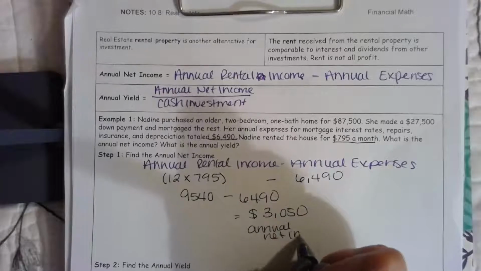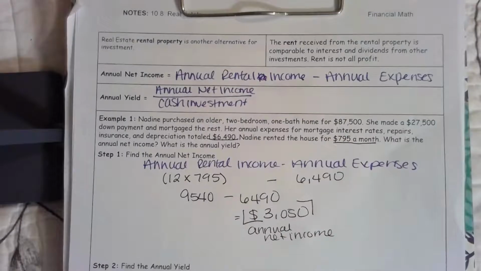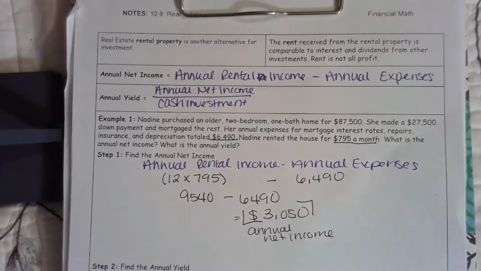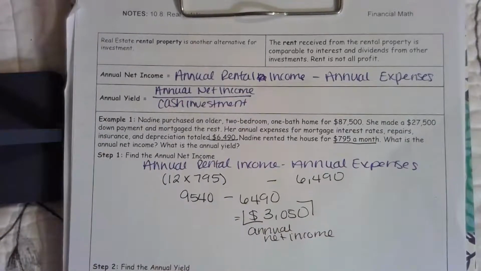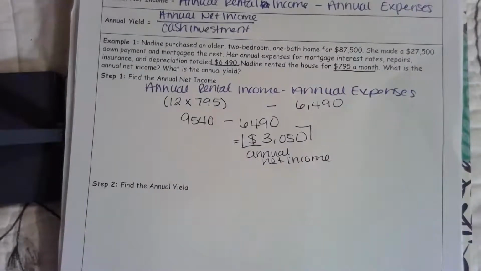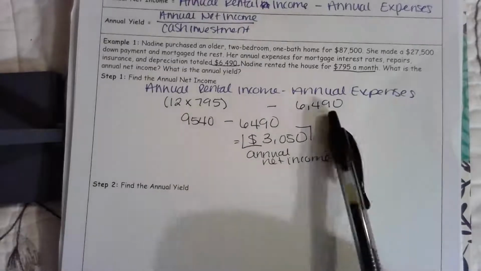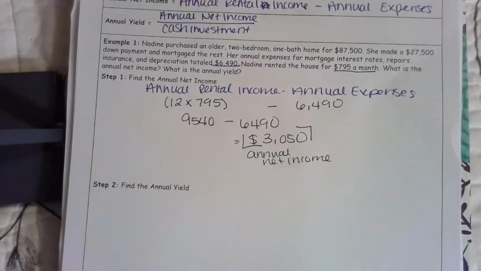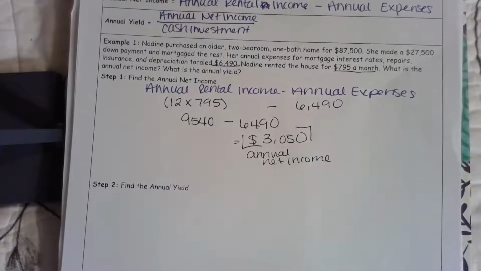And this is one of the things it told us to find. She's charging $795 a month, and her expenses are only about $6,000. All this is telling us is that she's making $3,050 extra. After paying all the bills the house costs her, she's getting $3,000 back. What she could do, to be smart, is put that money into her mortgage, because it said she only put down a down payment and mortgaged the rest. That would be the smart thing to do.